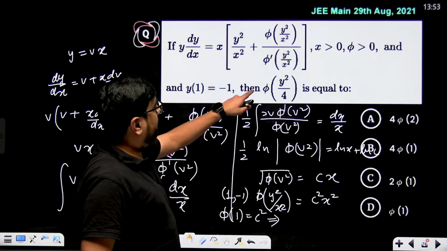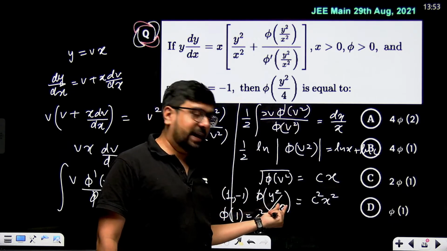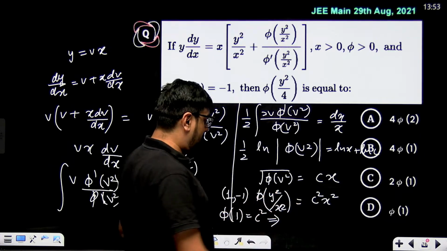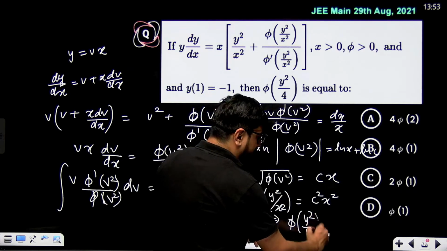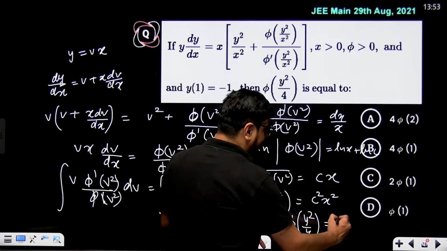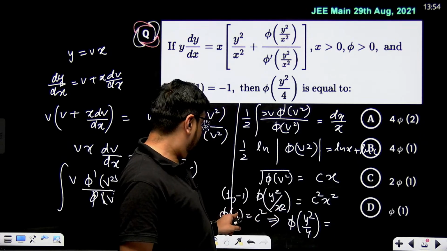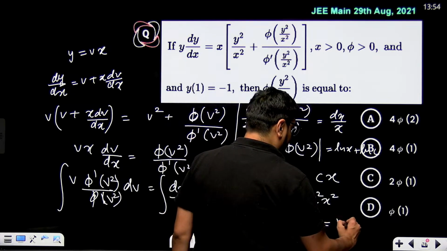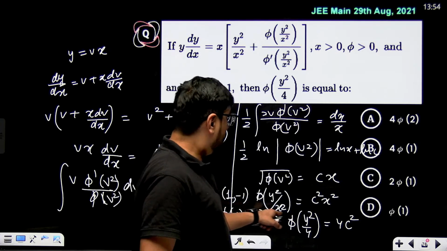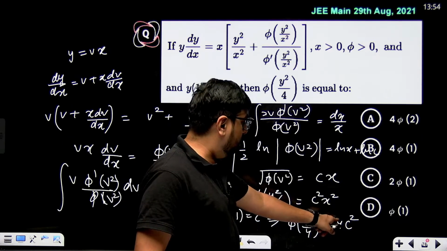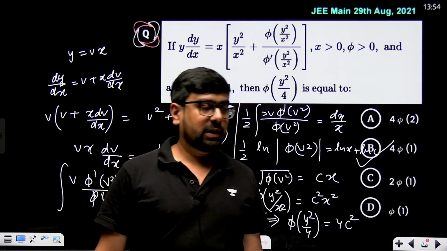Now what are we supposed to find? Phi of y square by 4. They've just taken the value of x equal to 2. So phi of y square, if you take x equal to 2, this will become 4, and c square into 2 square, that means 4c square you'll get. And your c square is phi of 1. So phi of y square by 4 will be equal to 4 into phi of 1, which is option B. That's how you can solve this easily.